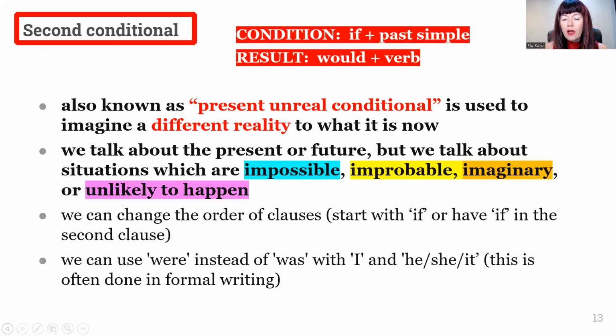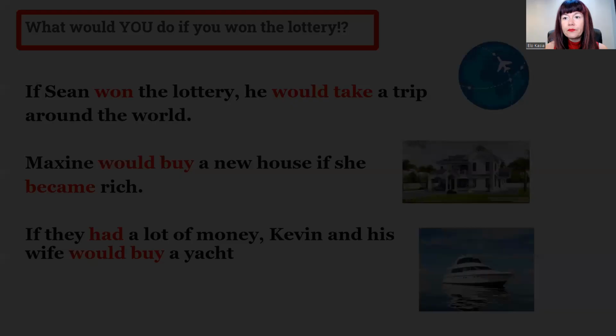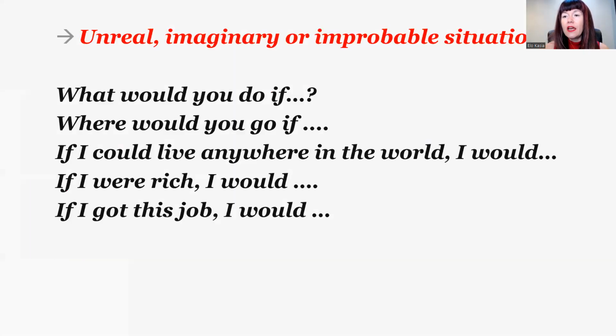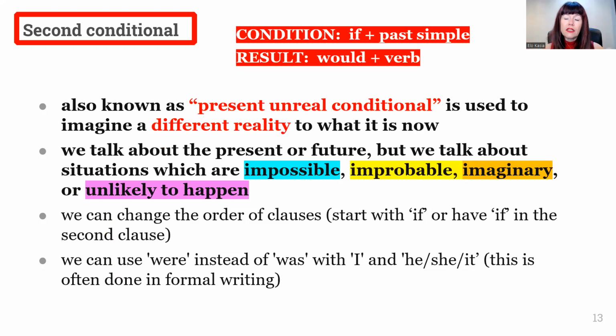Okay, so let's go back. If Sean won the lottery, he would take a trip around the world. If they had a lot of money, Kevin and his wife would buy a yacht. Can you see that? So we have 2 parts. One part has the condition. So if this happened, the other thing would happen.